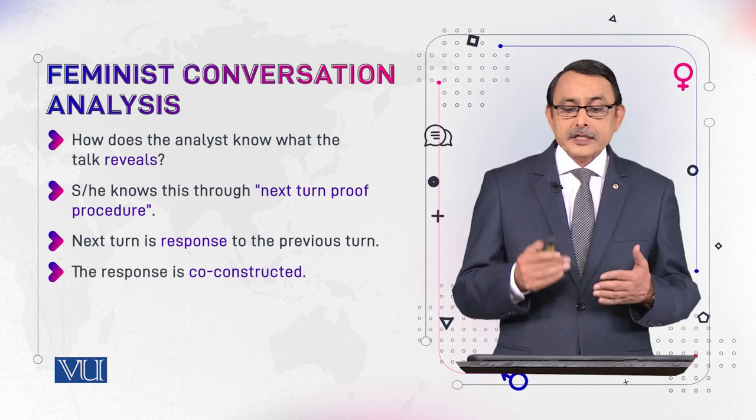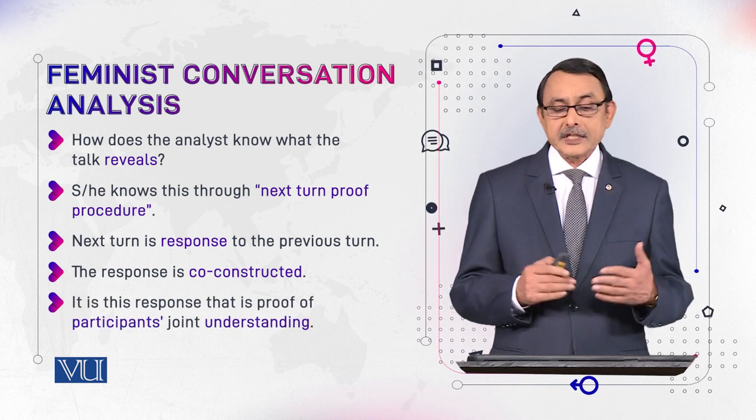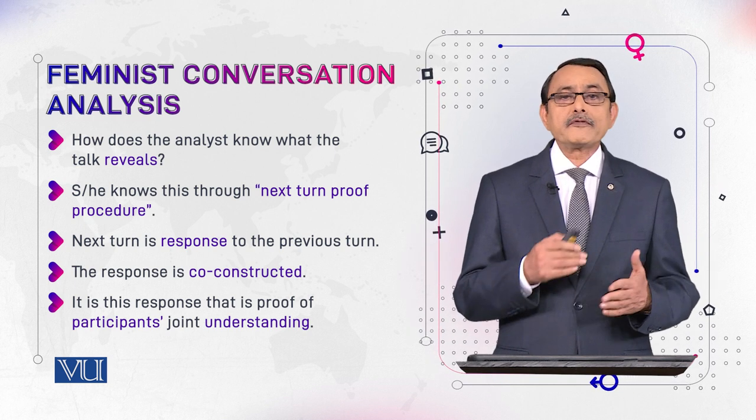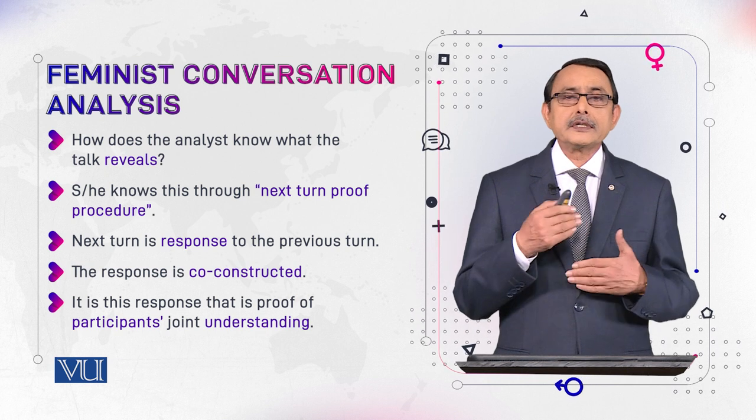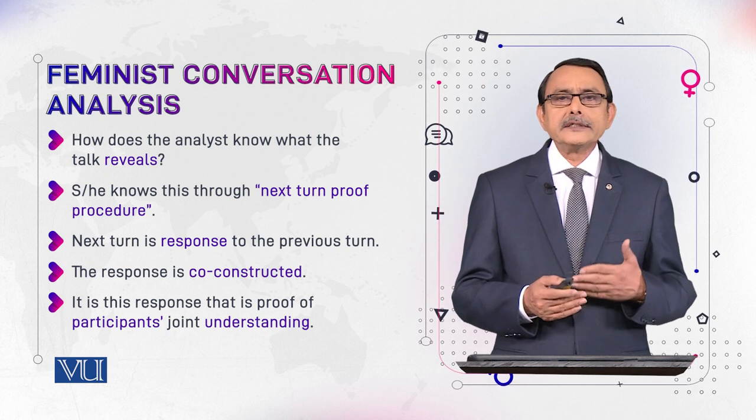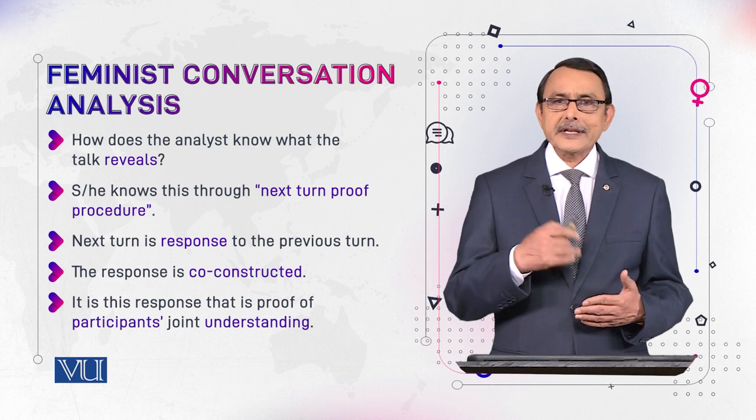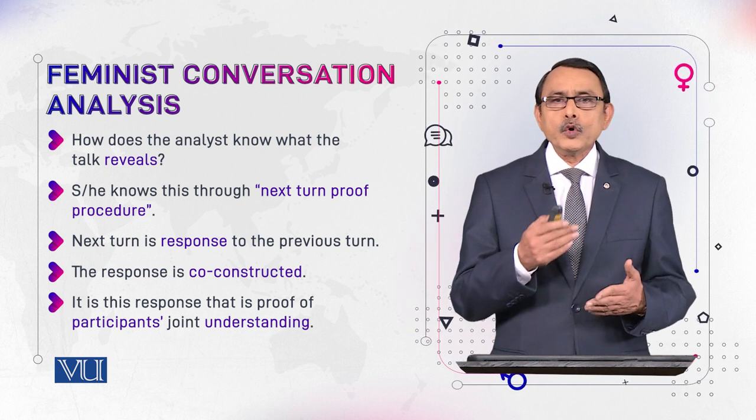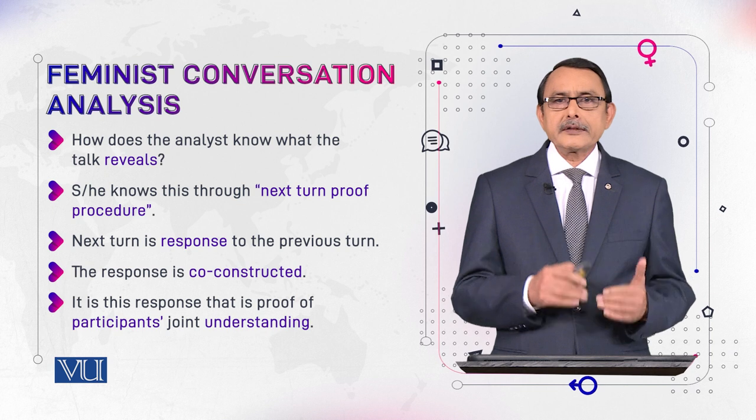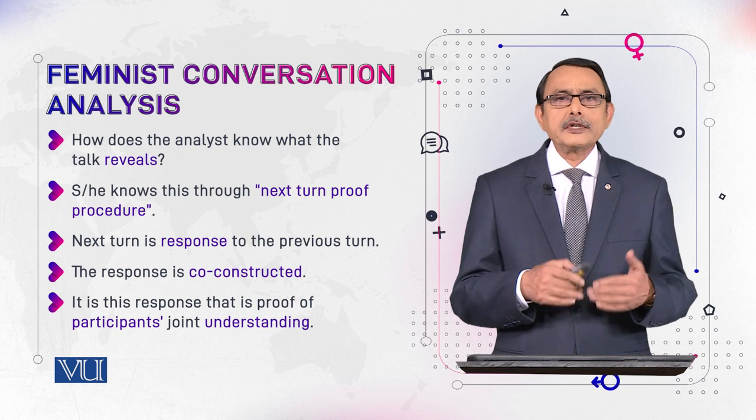The response is co-constructed. It is this response that is proof of participants' joint understanding. So first is utterance, the question, the inquiry, that can be invitation, etc., and then in response to that, you get the second answer and second utterance by the second speaker. So this is how both utterances together show us whether the addressee understood the addresser's point of view or whatever he, she wants to say.